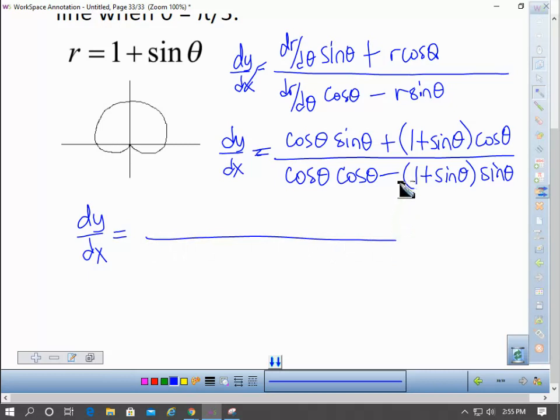All right, so what are we getting up here? We're getting cosine sine. And then distributing this in is going to give us a cosine plus another cosine sine.